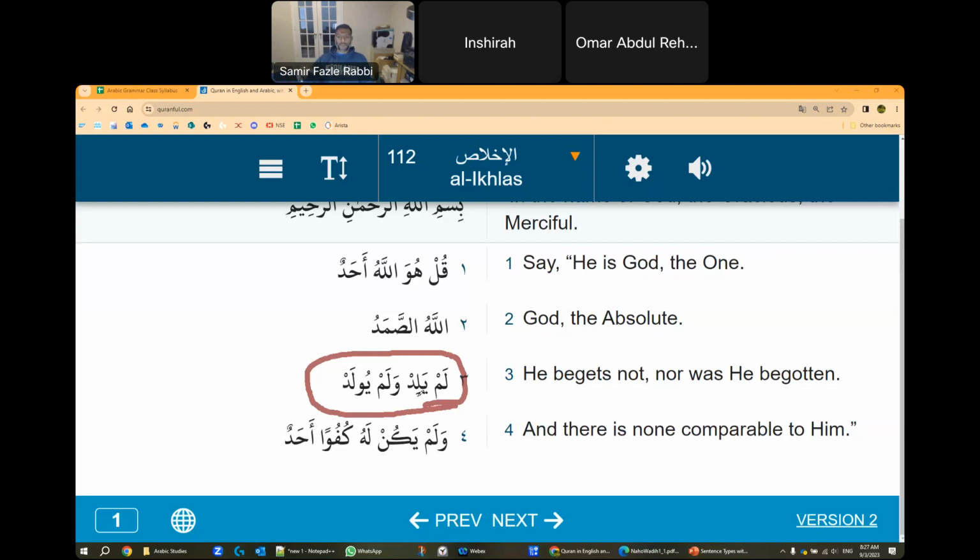Walam yulad, and he was not begotten. So walam yakun lahu, walam yakun. See, what's happening in all these is that it's majzum, and you can see the sukun very clearly. There's a lam and a sukun. That's kind of what I want to get here on this.